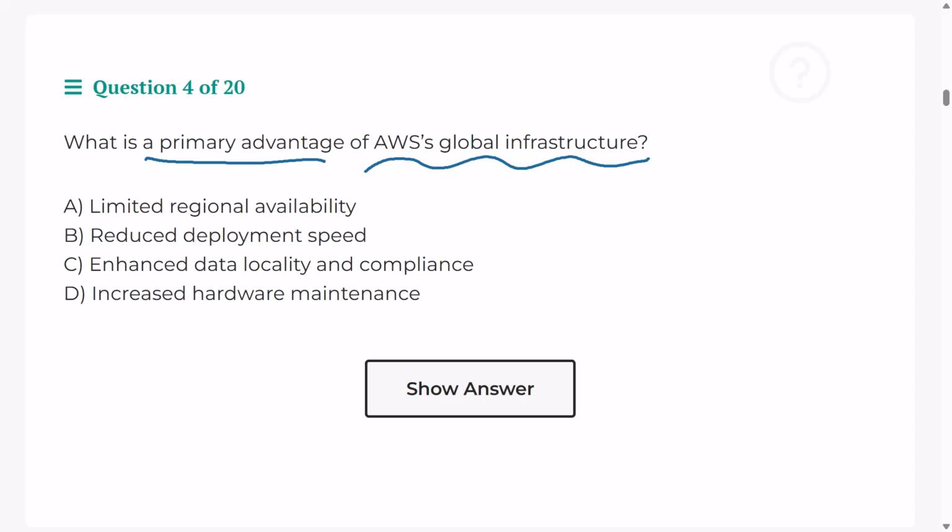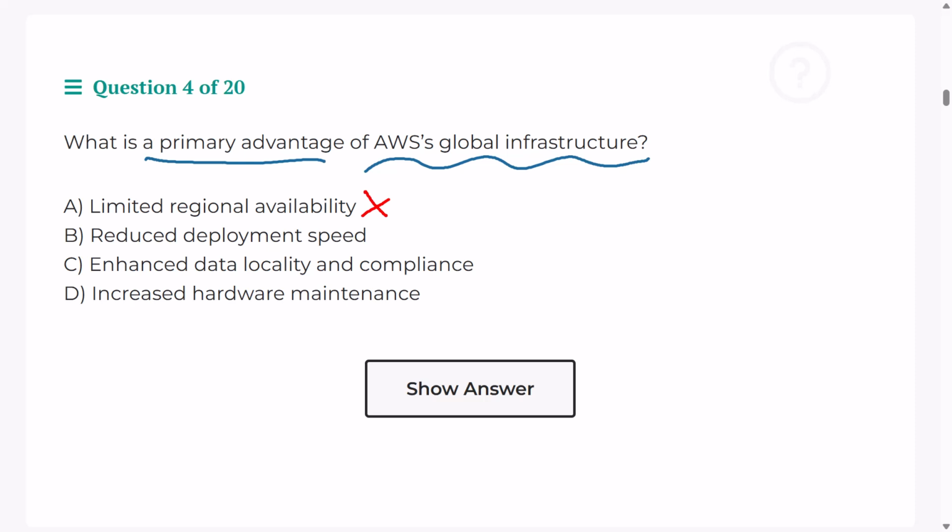So A is limited regional availability. Not it. AWS runs dozens of these regional architectures. They call them AWS regions. They're all over the globe. They're on every continent, with the exception of Antarctica. And the ability to deploy workloads wherever in the world you are is a huge primary advantage.